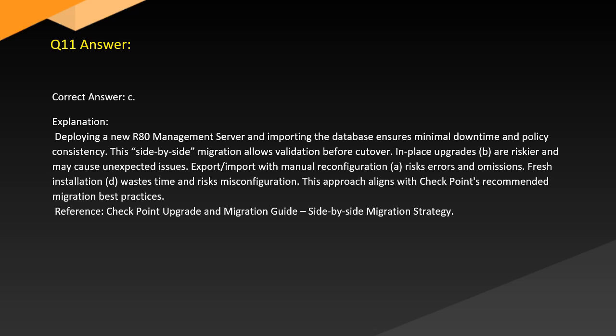B, in-place upgrade, is riskier and may cause unexpected issues. Export-import with manual reconfiguration, A, risks errors and omissions. Fresh installation, D, wastes time and risks misconfiguration. This approach aligns with Checkpoint's recommended migration best practices. Reference: Checkpoint upgrade and migration guide, side-by-side migration strategy.